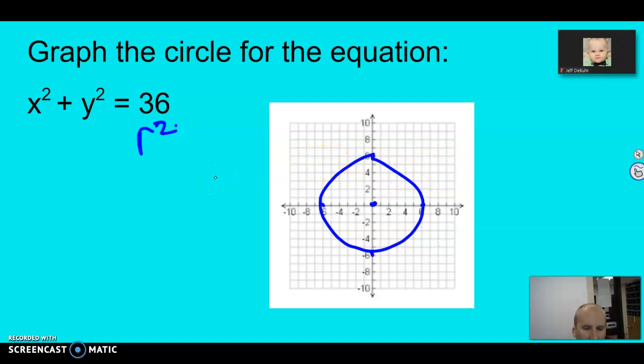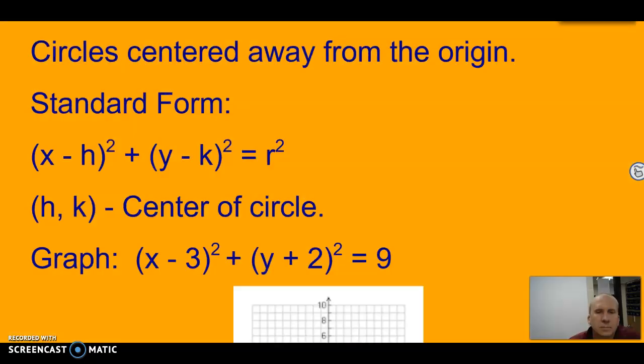So graphing circles centered at the origin is extremely simple. You look at your equation. The equation tells us, ooh, x squared plus y squared, got to be a circle centered at 0. And the radius has to be 6 because 6 squared is 36. So you just put your center at 0, and then you put your 6, 6, 6, 6, draw your circle. All right, let's look at a slightly more challenging problem.